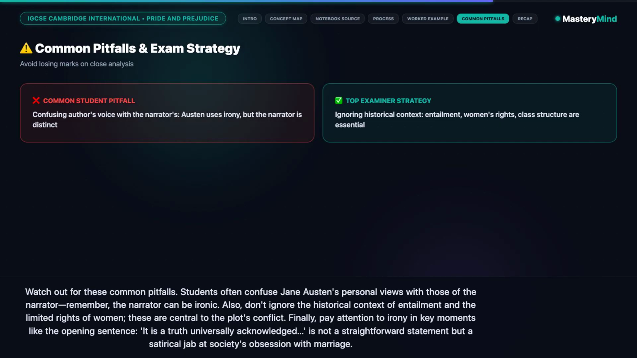Finally, pay attention to irony in key moments like the opening sentence. "It is a truth universally acknowledged" is not a straightforward statement but a satirical jab at society's obsession with marriage.